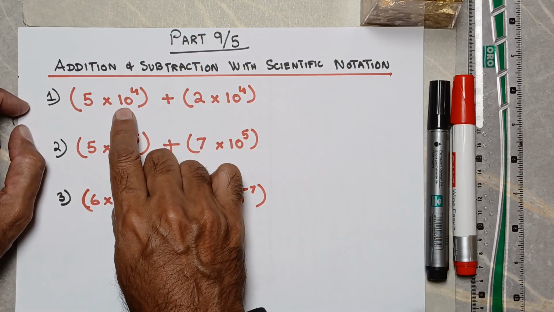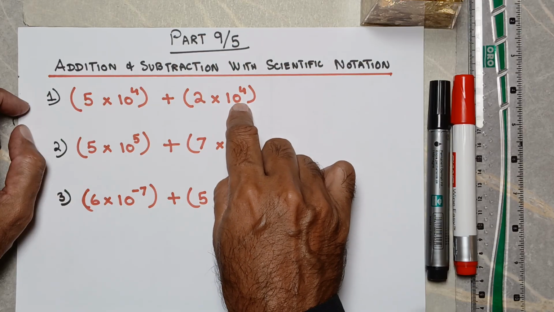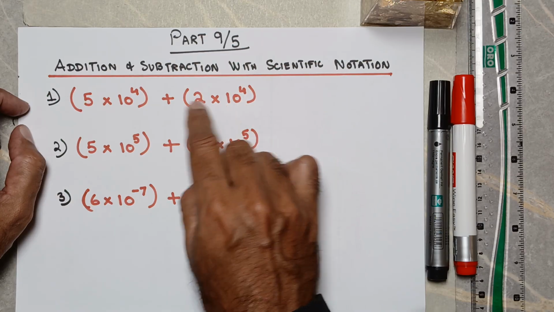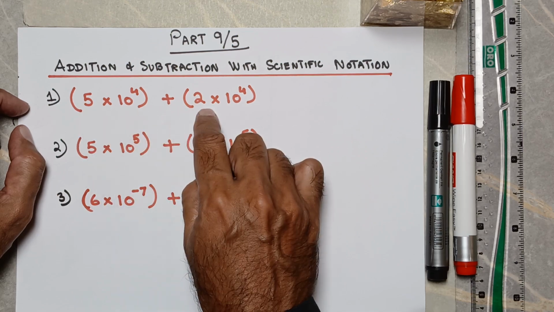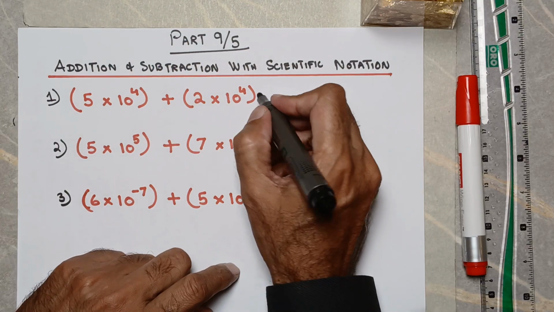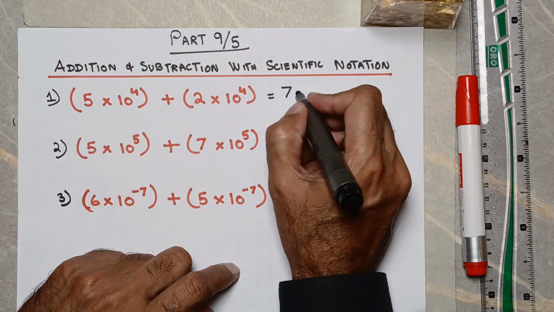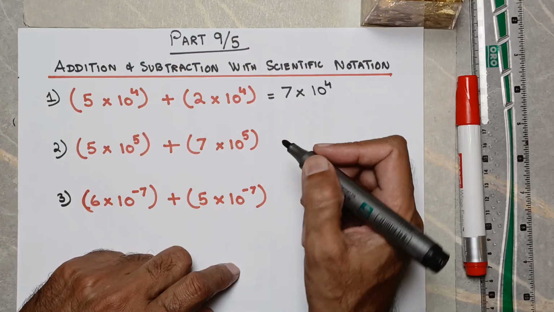Here it is 10 raised to the power 4, and here it is also 10 raised to the power 4. So we will simply add the coefficients of both the terms. That will be 5 plus 2, that is 7, and our answer will be 7 times 10 raised to the power 4. Here is our answer.